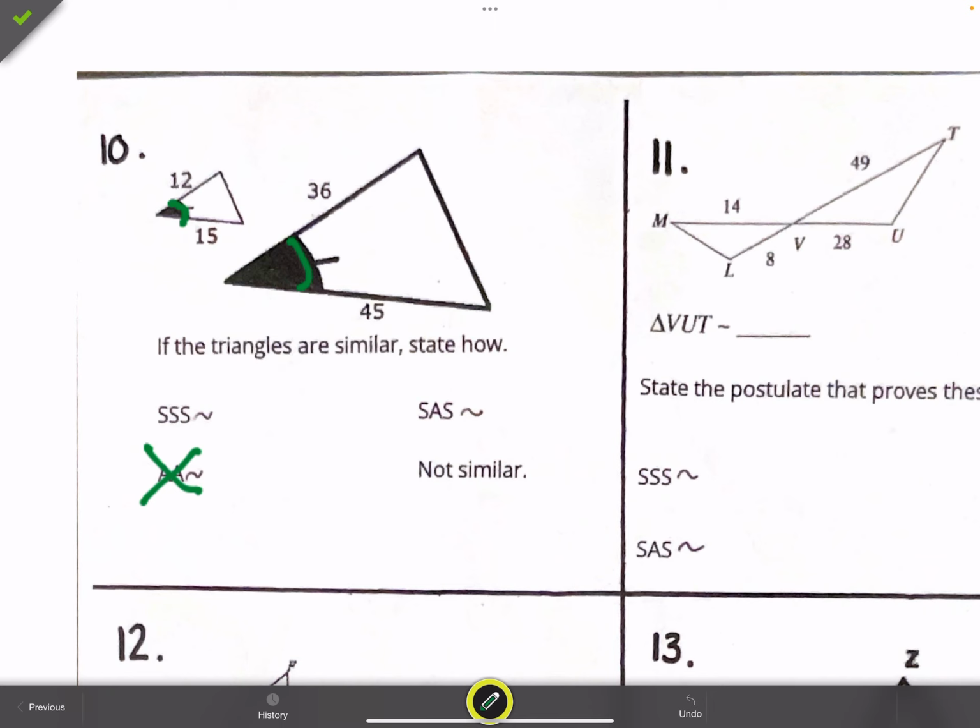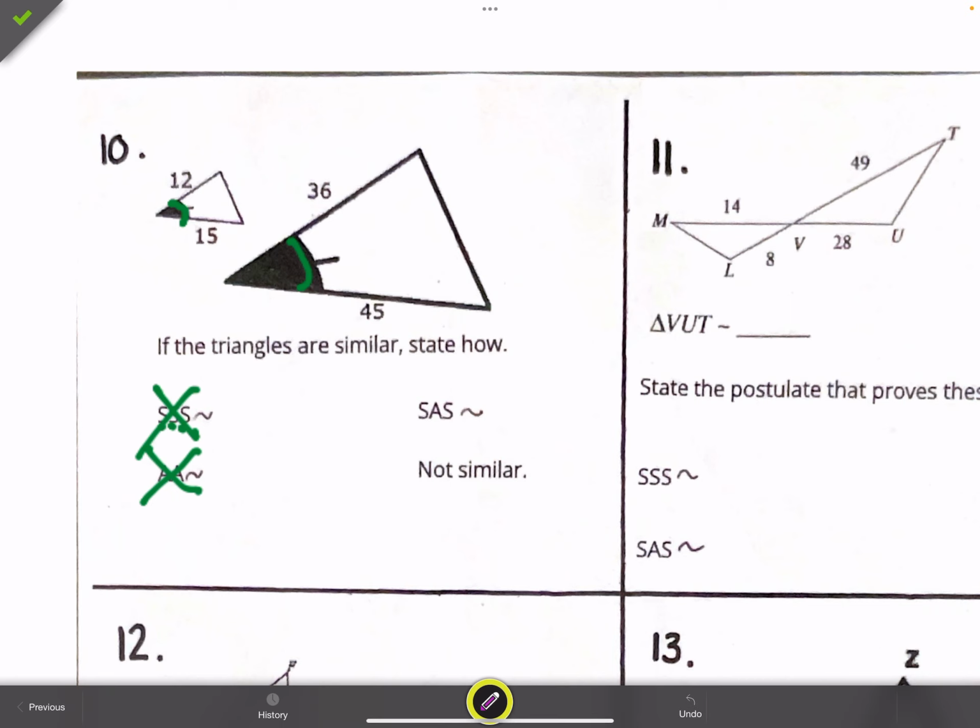I also know it's not side, side, side. The reason I know that, just by looking at the picture, is I have no number on the third side. The only way I could do side, side, side is if I had 3 numbers that I could put into fractions and check. So again, by looking at your picture, you should be able to figure out that it's probably side, angle, side, but you want to check the sides before you say yes.